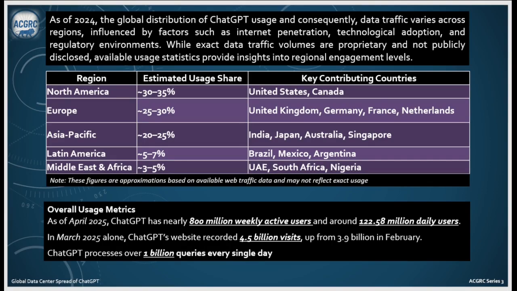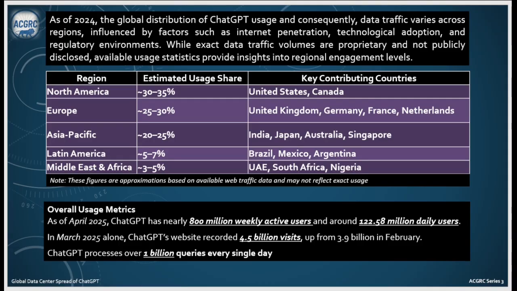As of 2024, the global distribution of ChatGPT usage, and consequently data traffic, varies across regions, influenced by factors such as internet penetration, technological adoption, and regulatory requirements. While exact data traffic volumes are proprietary and not publicly disclosed, available usage statistics provide insight into the regional engagement levels.